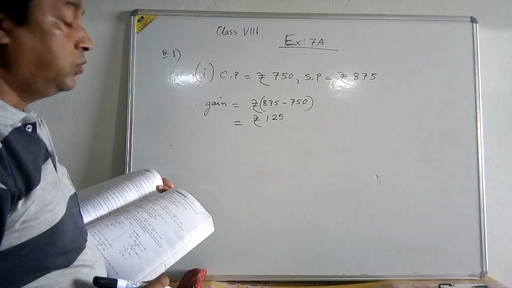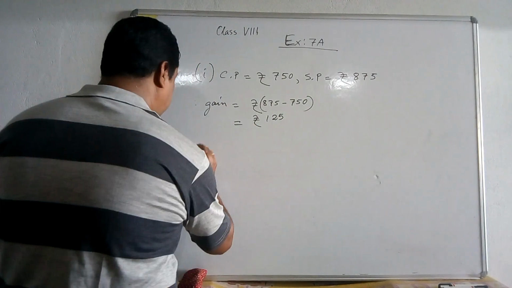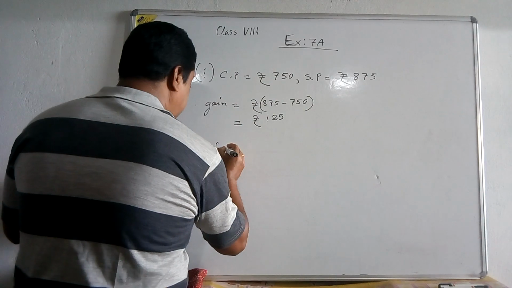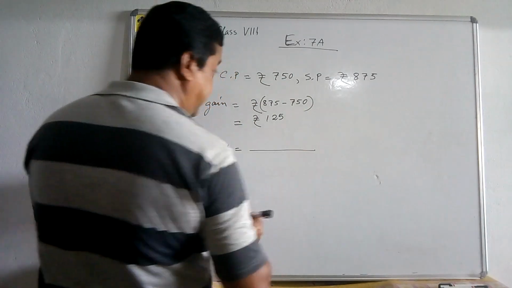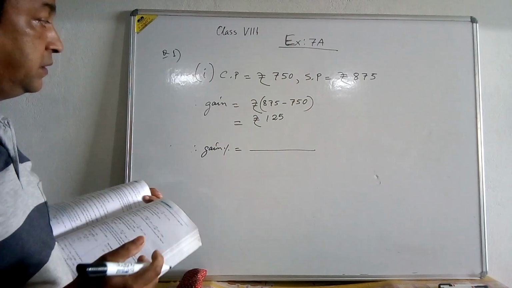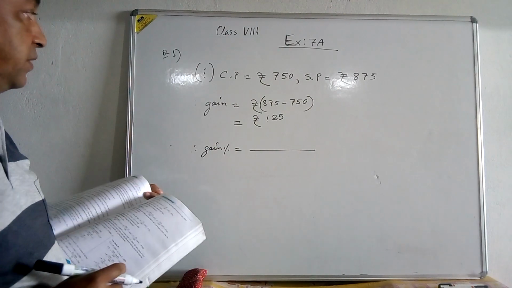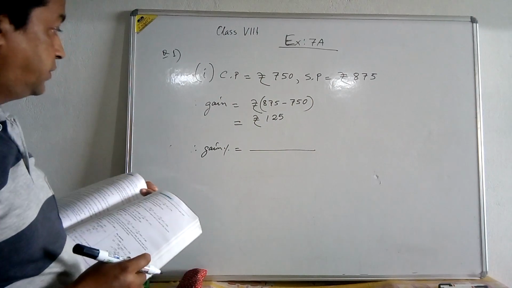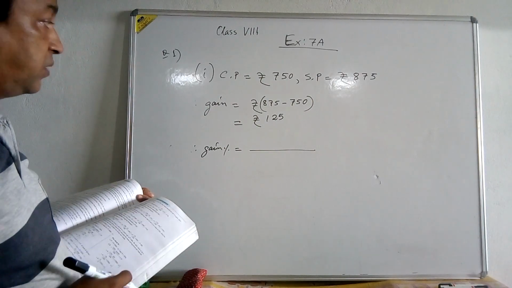Now to find out gain percent. Gain percent equal to gain by CP, or profit by CP. Gain percent and profit percent are the same. I think all of you have done this in class 6 and 7 also. This is profit and loss, so this is just a revision chapter for you.